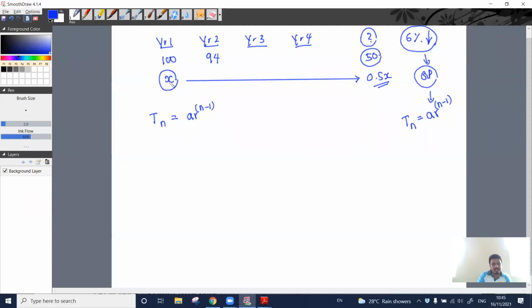Therefore, we have assumed it as x. Still, these are term values.